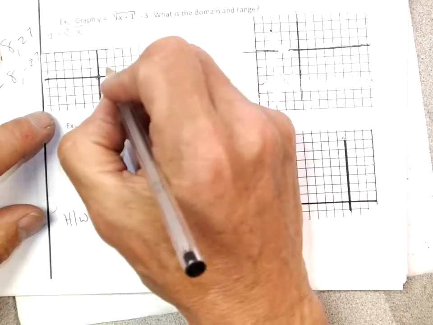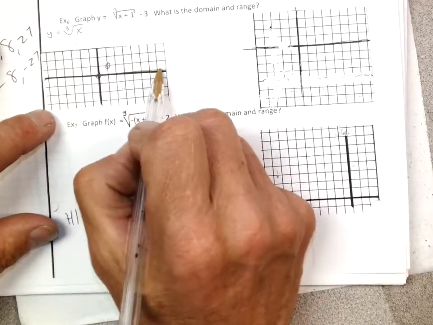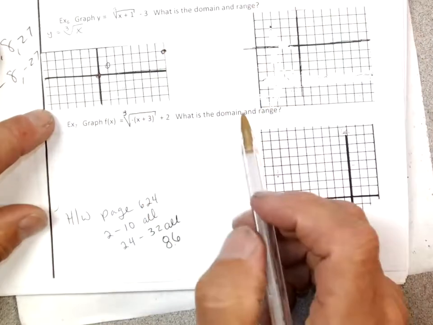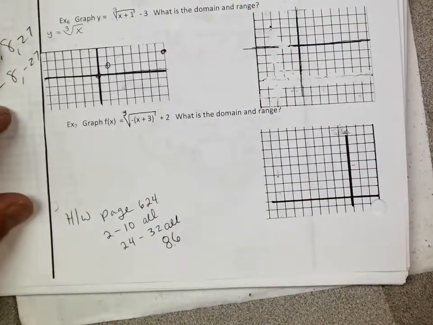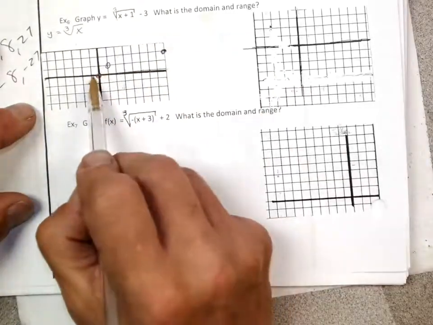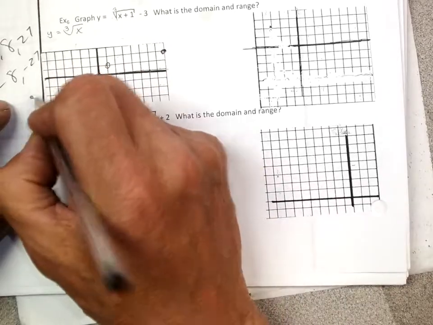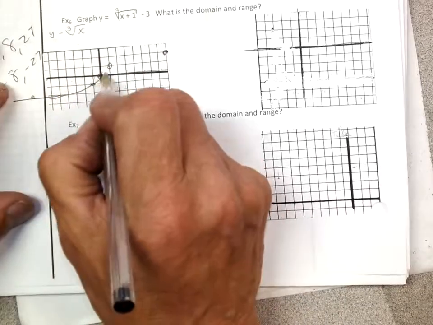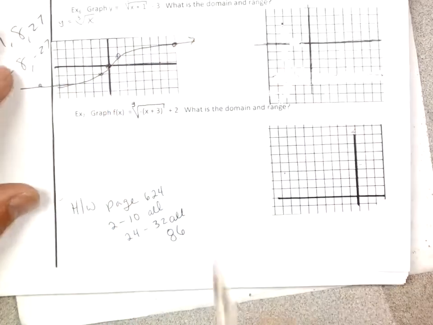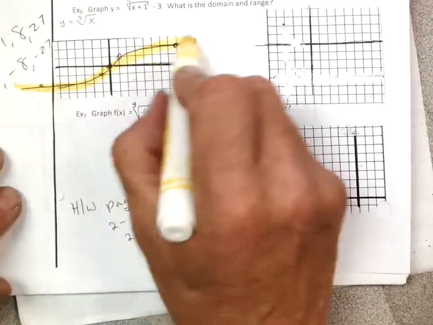0, 1, 1. 1, 2, 3, 4, 5, 6, 7, 8, 2. It goes backwards, because you can do negative cube roots. I go negative 1, negative 1. 1, 2, 3, 4, 5, 6, 7, 8, and negative 2. This is a cube root graph. That's cube root. That's the parent function. Here's my parent function. That's what it looks like, okay?